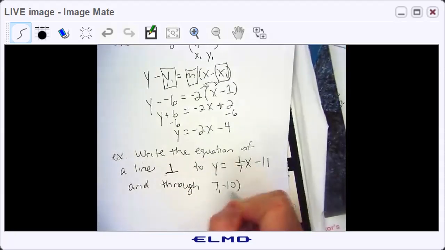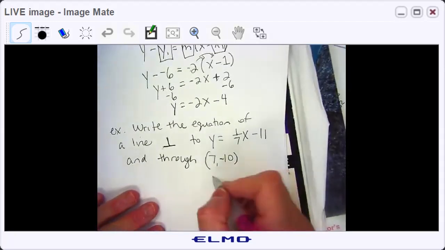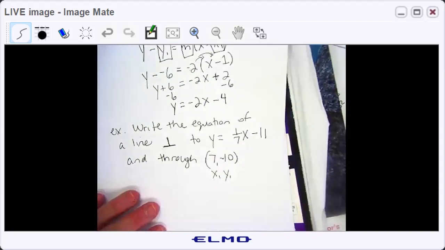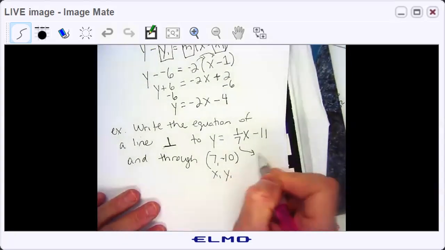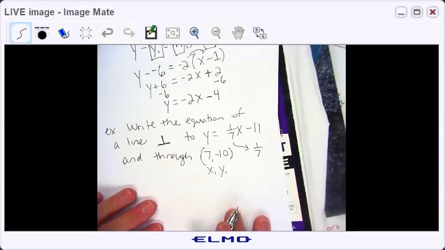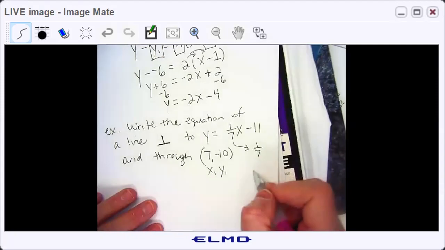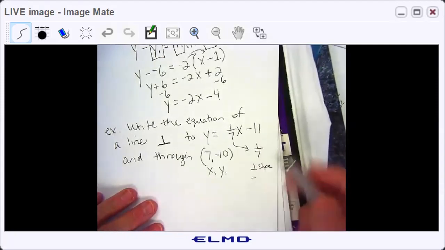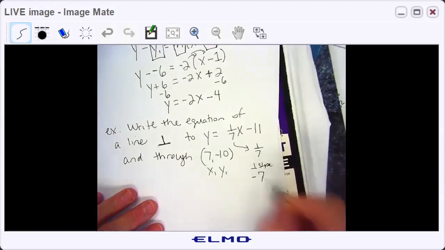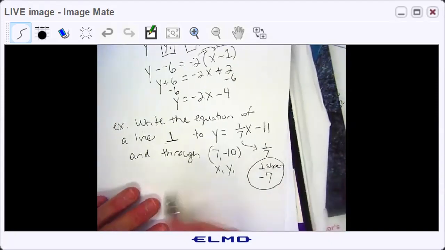7 comma negative 10. Okay, now here's our x1, y1. Let's go ahead and just say that. And our slope, if I go over here and write the slope down, it's 1/7. But remember, if you're talking about perpendicular, if this is positive, the perpendicular slope is negative. And if it's 1/7, you're going to flip it to 7/1, which we can just drop off the 7. So this is the slope I'm using. You've got to be real careful with the right slope.